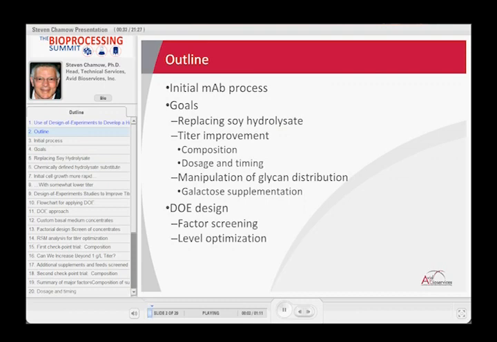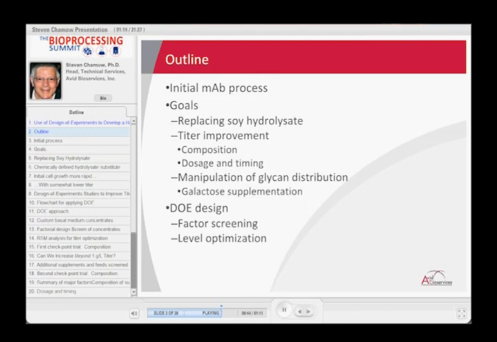So this is, by way of outline, I'll talk first about the initial monoclonal antibody process that was the start of this work. And then the goals that we had were first to replace soy hydrolysate. The initial process was not chemically defined, and so our goal was to produce a chemically defined media. Second was to improve the titer, and the two efforts that we focused on there were composition and then dosage and timing. And then we were also interested in maintaining biochemical comparability from early process to improved process.